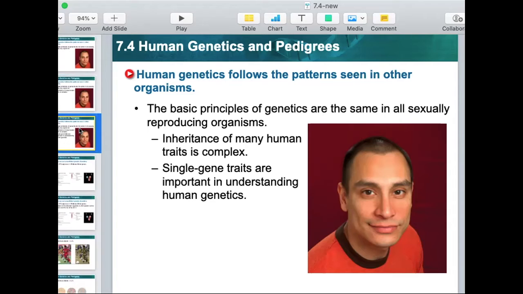There are some single gene traits, and those are important in understanding human genetics. So one single gene trait would be blood type. We can look at one gene that controls blood type. But genes for hair color, eye color, those are several genes. And so it's not a single gene for those traits. And most traits are that way in a human.